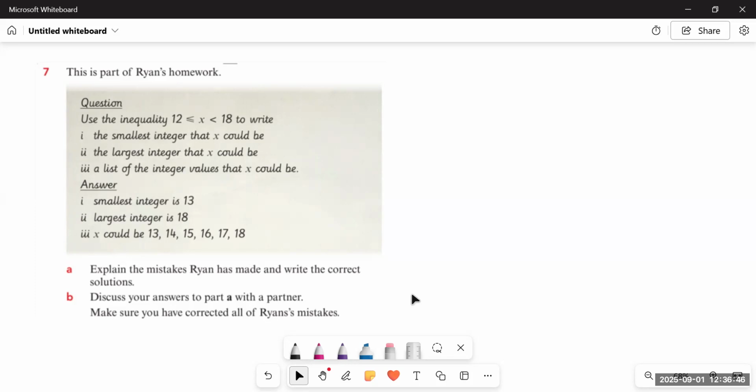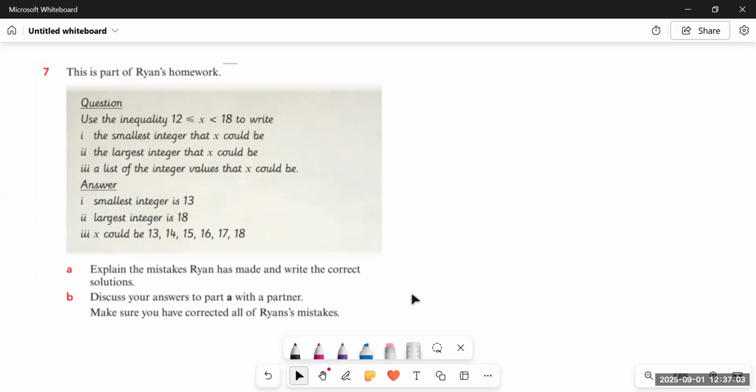This is Cambridge Lower Secondary, Book 8, and today we are going to do exercise 2.6, question number 7 and onwards. So watch the video till the end and do not skip the video. We are going to discuss linear inequalities in this question. It says this is part of Rayan's homework.